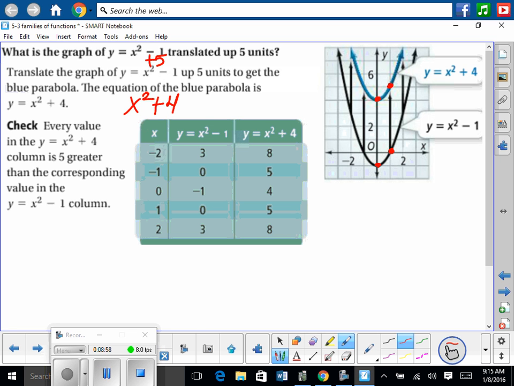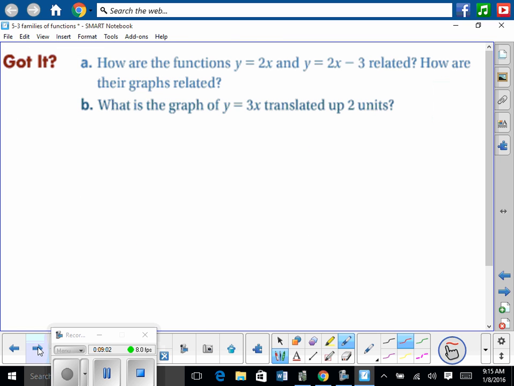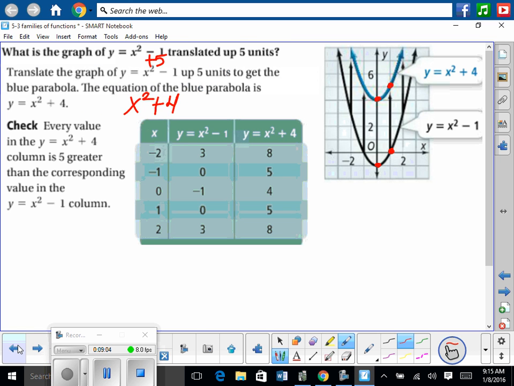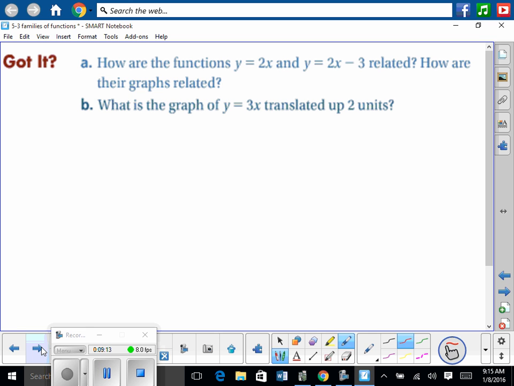Do you see how this works? You take the same function and shift it up 5 units. So once again, the y values are all shifted up 5 units. 3 plus 5 is 8, 0 plus 5 is 5, and so on. Okay, so let's answer this question.